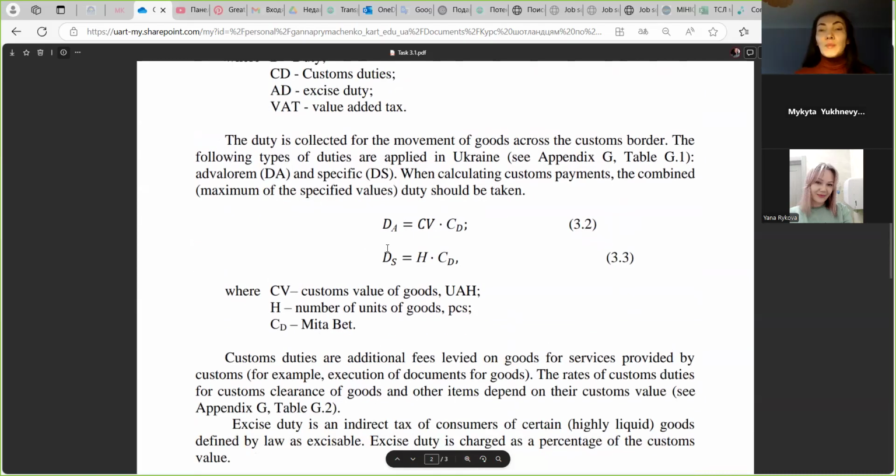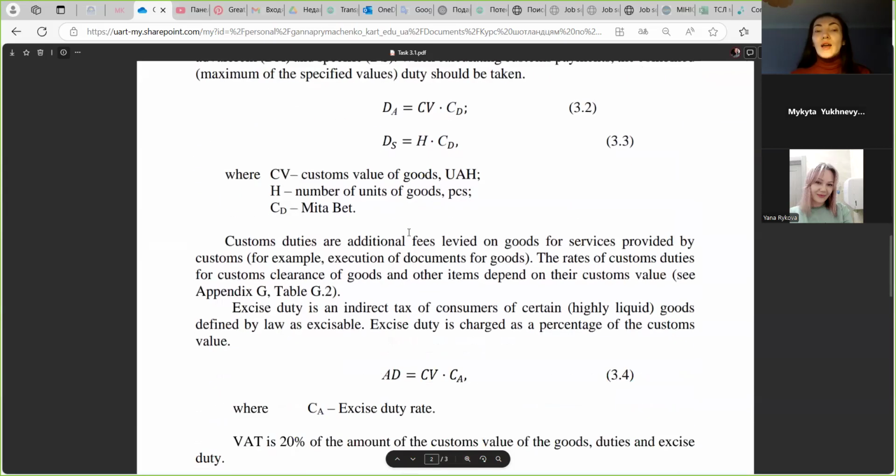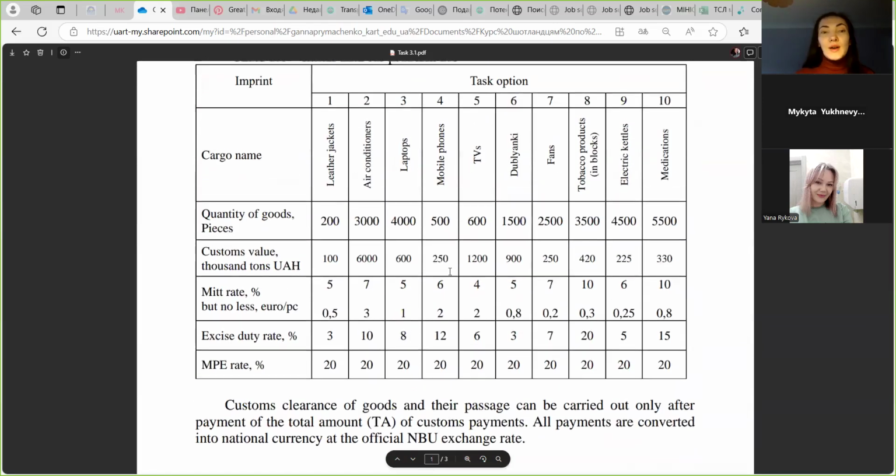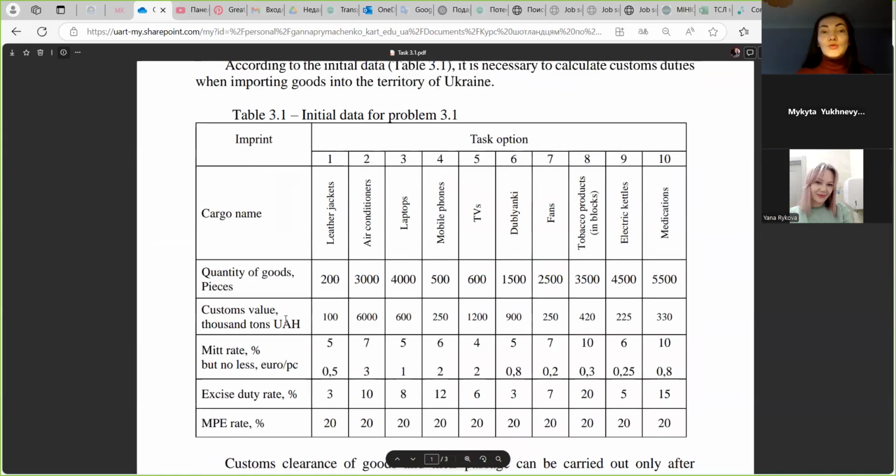Okay, please write on your paper or in your electronic documents D. We calculate by formula 3.2. D with index A is equal to, and we need to find these parameters, such as the customs value of goods. Let us find it here. It is the fourth line of our table 3.1. You could see it is the customs value, 1,000 thousand hryvnias. We could write this information.